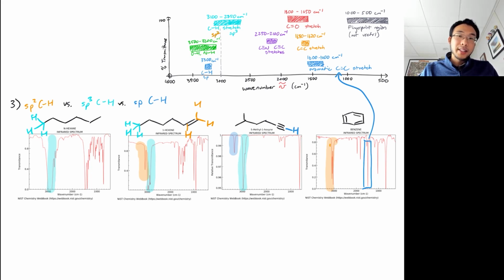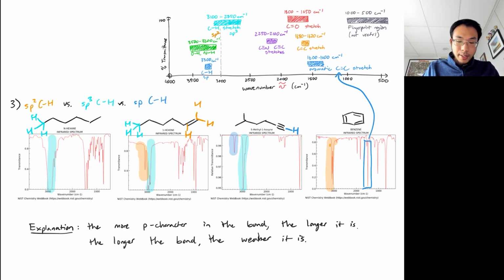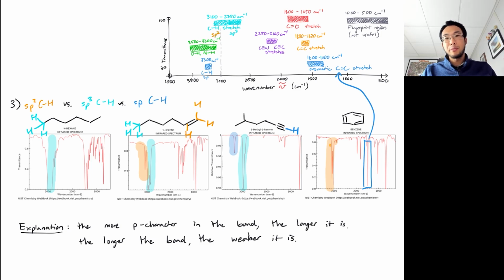As to why this is the case, the reason is that we have to think about the amount of p character in the CH bond. If the bond has more p character from the carbon, like an sp3 CH, that means it's a longer bond. And if it's a longer bond, we'll think of that as a slightly weaker bond. So an sp3 CH should have the longest CH bond. That means it's going to be the weakest bond of these three options, and that means it's going to show up at the lowest stretching frequency. That's exactly what we see.